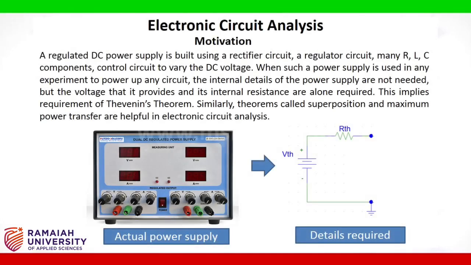A regulated DC power supply is built using a rectifier circuit, a regulator circuit, many RLC components, and a control circuit to vary the DC voltage. When such a power supply is used in any experiment to power up any circuit, the internal details of the power supply are not needed, but the voltage that it provides and its internal resistance alone are required. This implies requirement of Thevenin's theorem. Similarly, theorems called superposition and maximum power transfer are helpful in electronic circuit analysis.